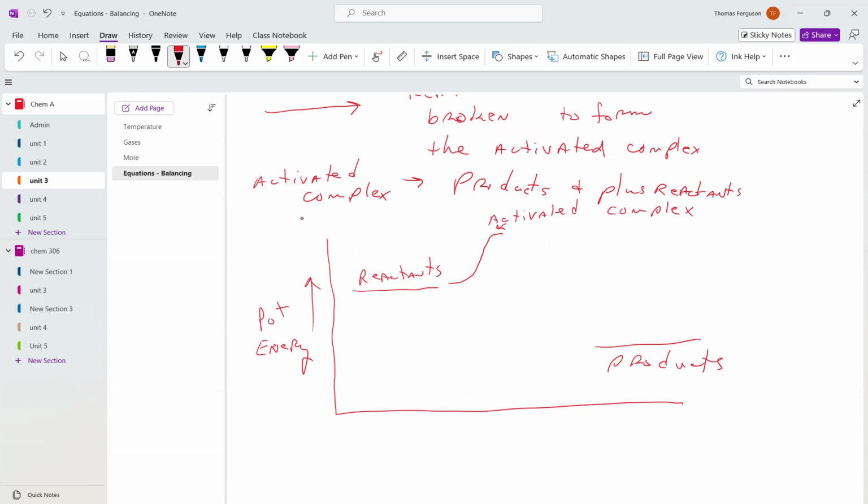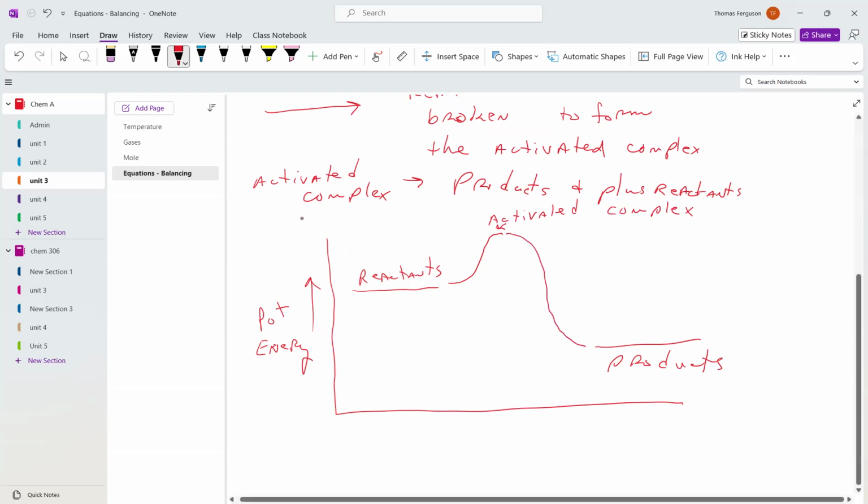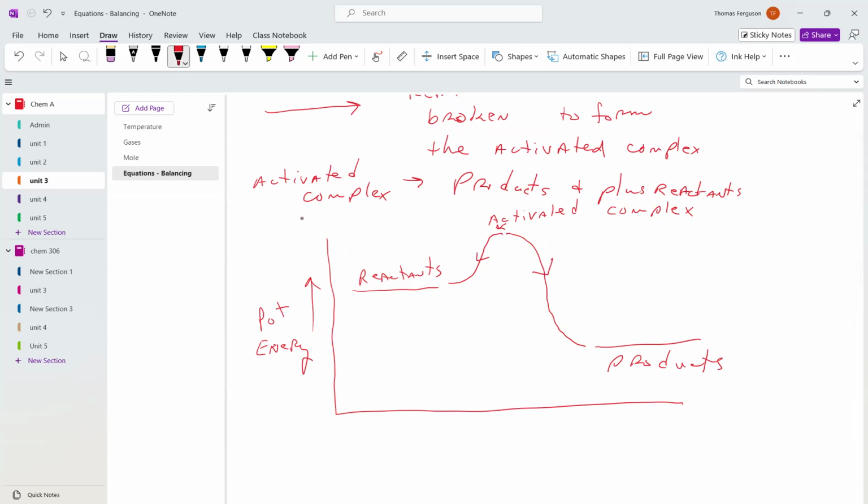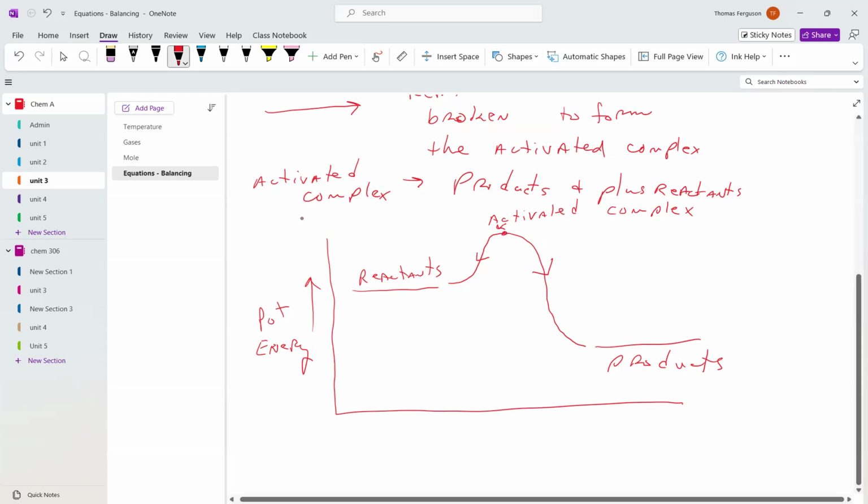So now that activated complex is going to form products, or it's going to come back to reactants, because the activated complex is more unstable than either the reactants or the products. Now, it depends on how high the energy is required to get the reaction going.